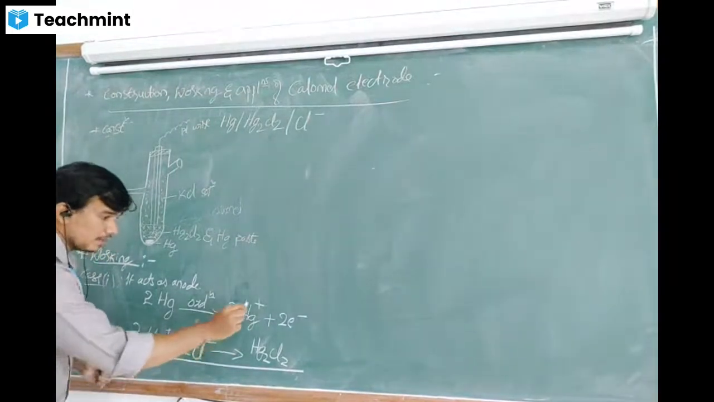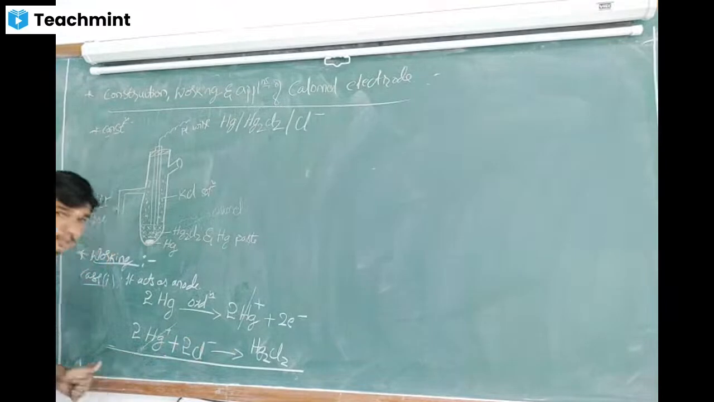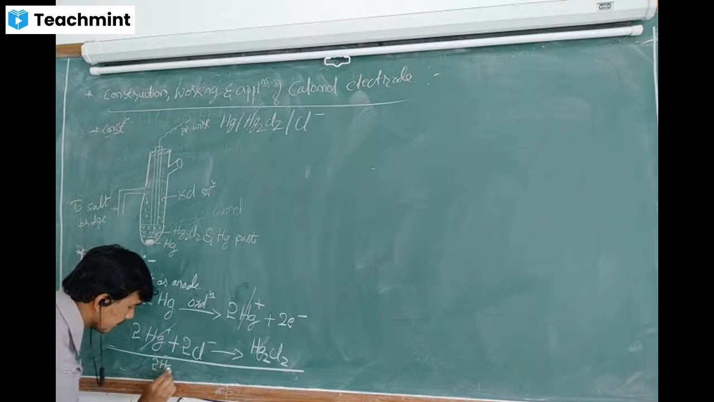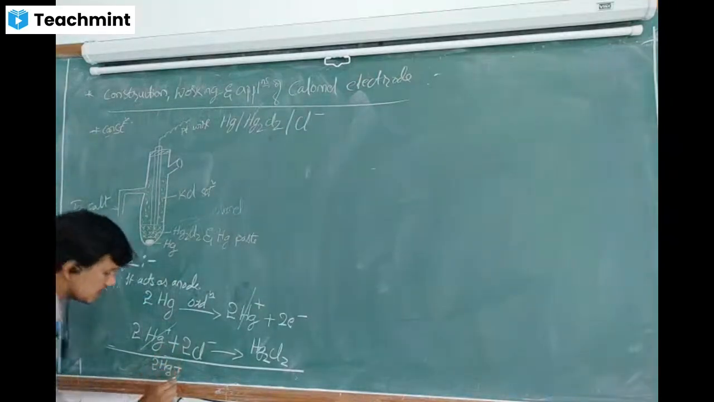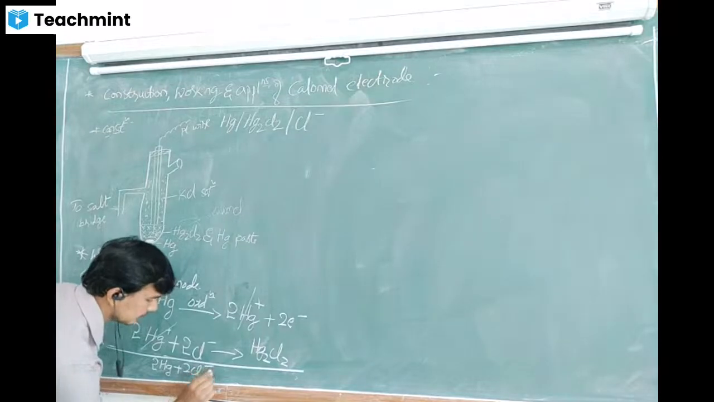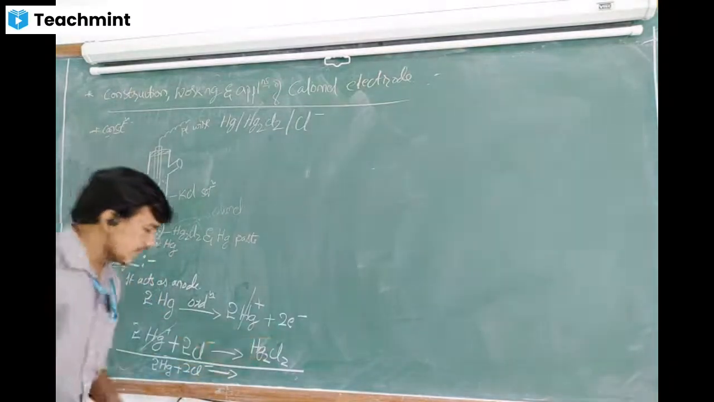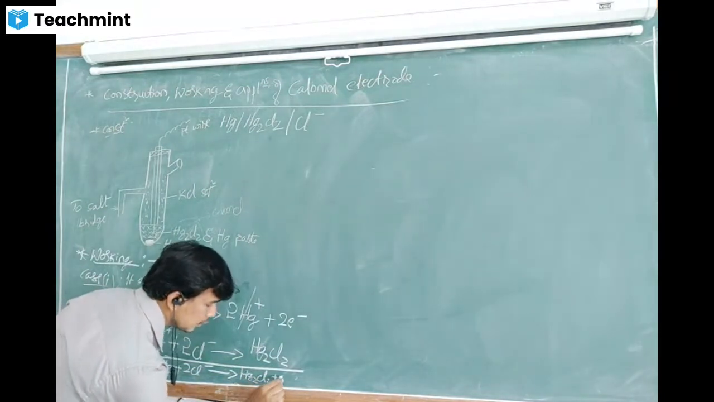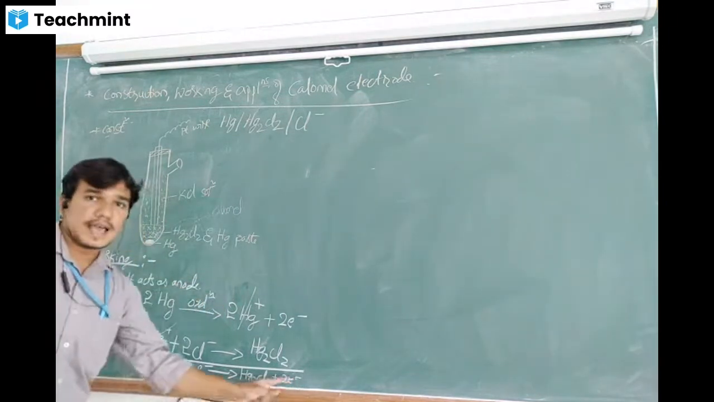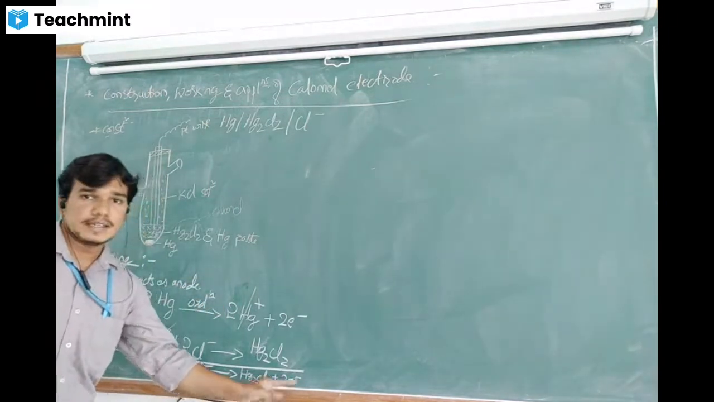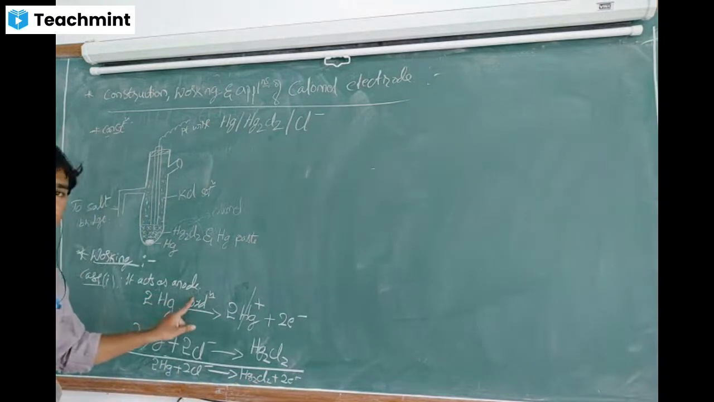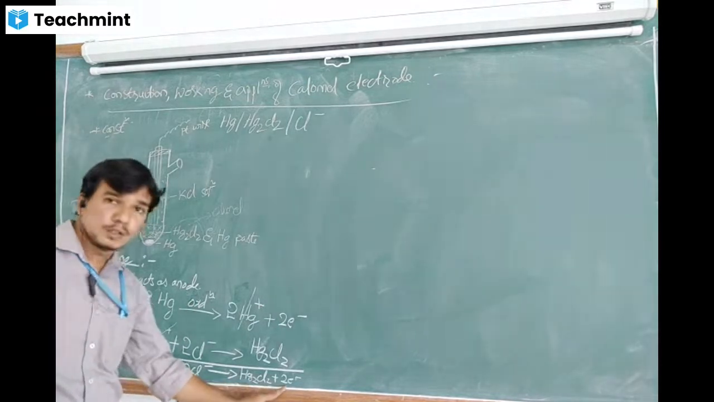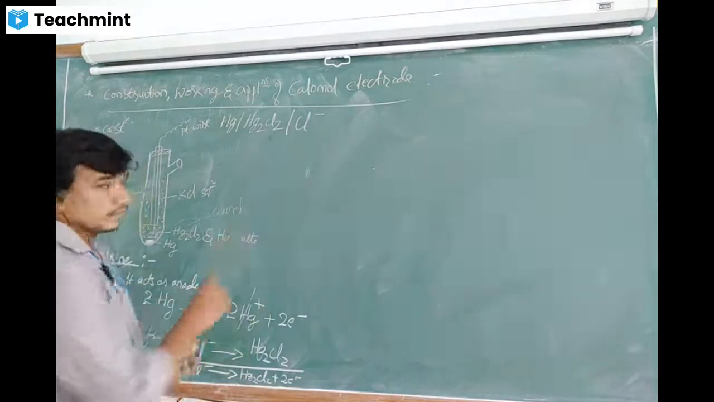So here which one is common? 2Hg plus cancels on both sides. What is remaining? 2Hg plus 2Cl minus on the left, and on the right side Hg2Cl2 plus 2 electrons. This is an anodic half cell reaction. It acts as anode, which gives 2Hg plus 2Cl minus equals Hg2Cl2 plus 2 electrons. Okay, understood this one?